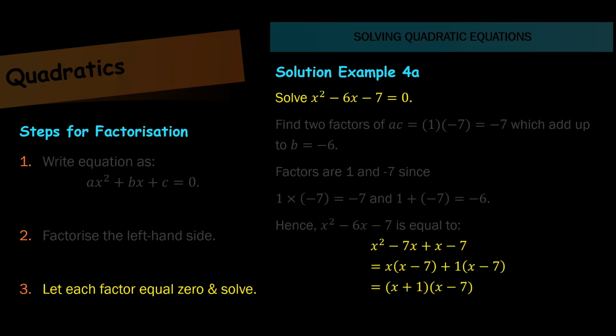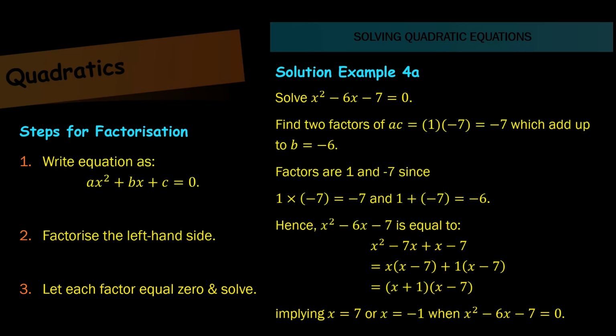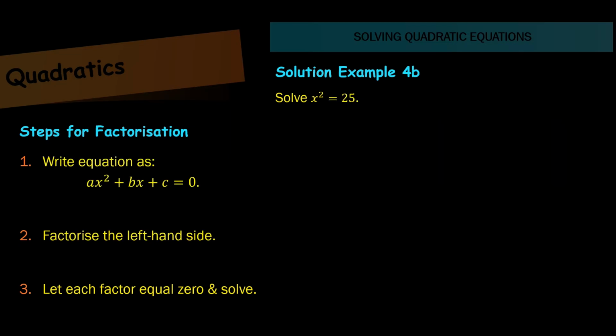So if x plus 1 times x minus 7 is 0, then either x equals 7, which will make the equation 0, or x equals minus 1, which will also make the equation 0. And therefore we've solved our equation. Now let's solve part B.